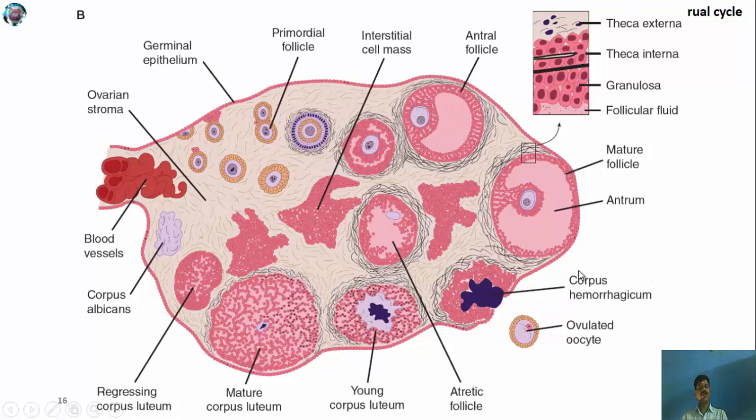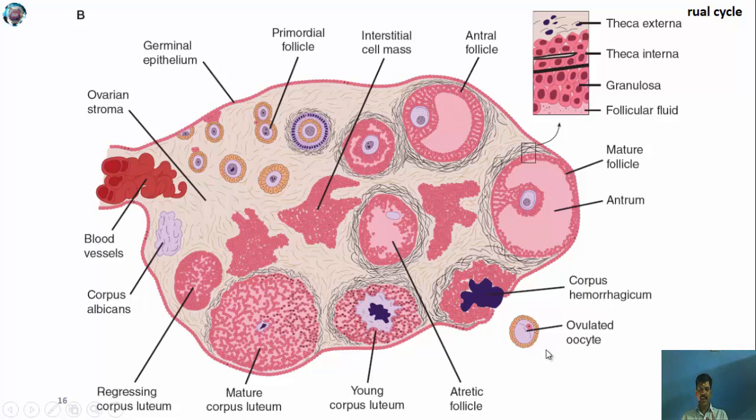Before the corpus luteum, it is known as the corpus hemorrhagicum, then the young corpus luteum, then it becomes a mature corpus luteum. Then it decreases in size and gets degraded. The degraded status of the corpus luteum is known as the regressing corpus luteum. You can see the interstitial cell mass then diffuses, and it develops into the corpus albicans stage. So it disappears from the ovary. These changes are collectively called the ovarian cycle.